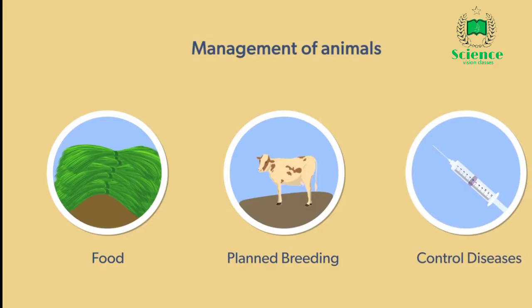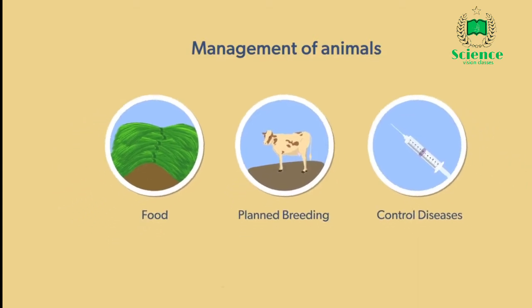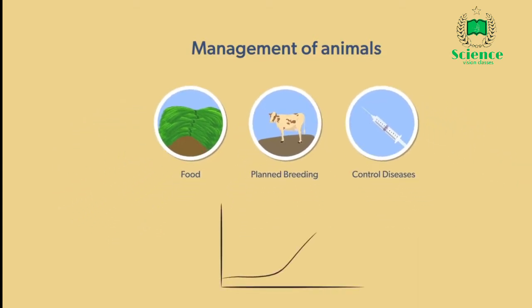That seems like a lot of work. Why do we need animal husbandry? As we know, the population of humans is on the rise. It is necessary to provide food for their needs. Animal husbandry takes care of the growing needs of the population to a large extent.